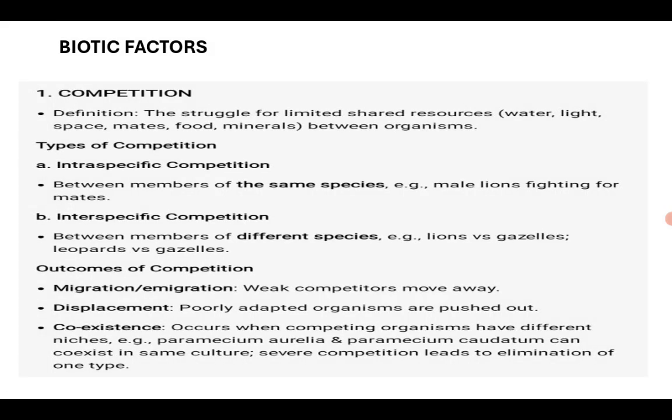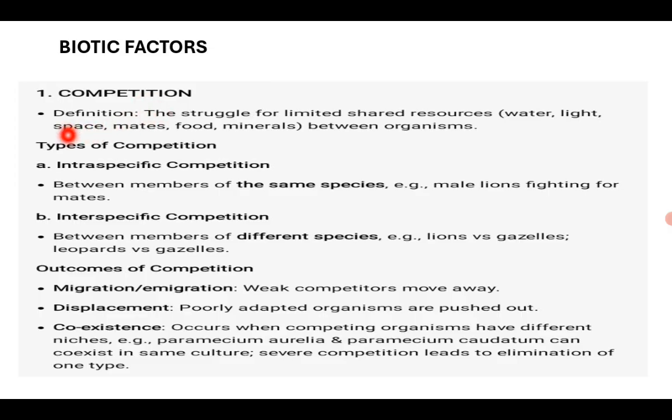Let's look at biotic factors. This refers to living things surrounding an organism. Living things bring about competition. In fact, organisms compete among each other. So that's one of the factors called biotic factors.